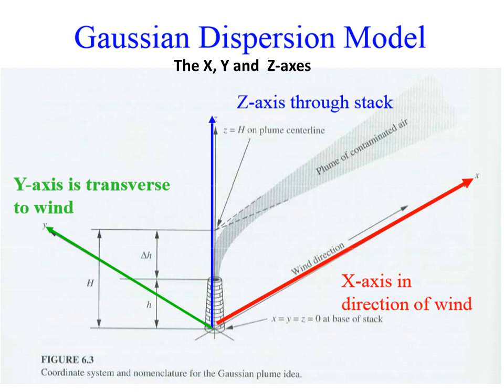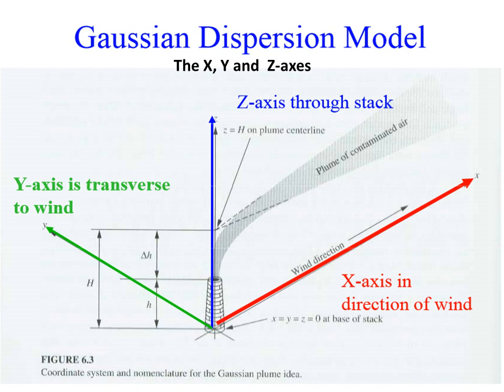Before going into the details of the Gaussian dispersion model, we should be clear about the three axes used in the model. As you can see from the figure, there is a stack which is emitting a plume of contaminated air. Now, through the stack pass the axes. The x-axis is represented by the wind direction, which is shown in red.